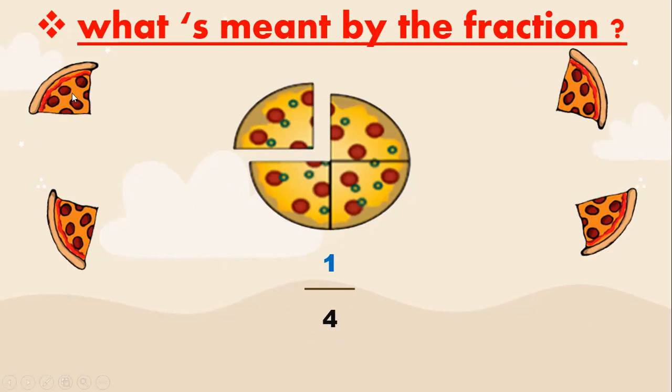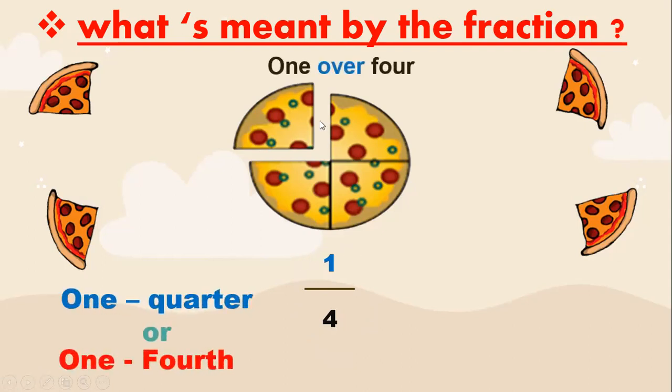Again, each cat will eat one part, out of how many parts? The total number of parts equals 4. So our fraction is 1 over 4. It has also another name, one quarter. Again, 1 over 4 can be read as 1 over 4 or as one quarter, okay?